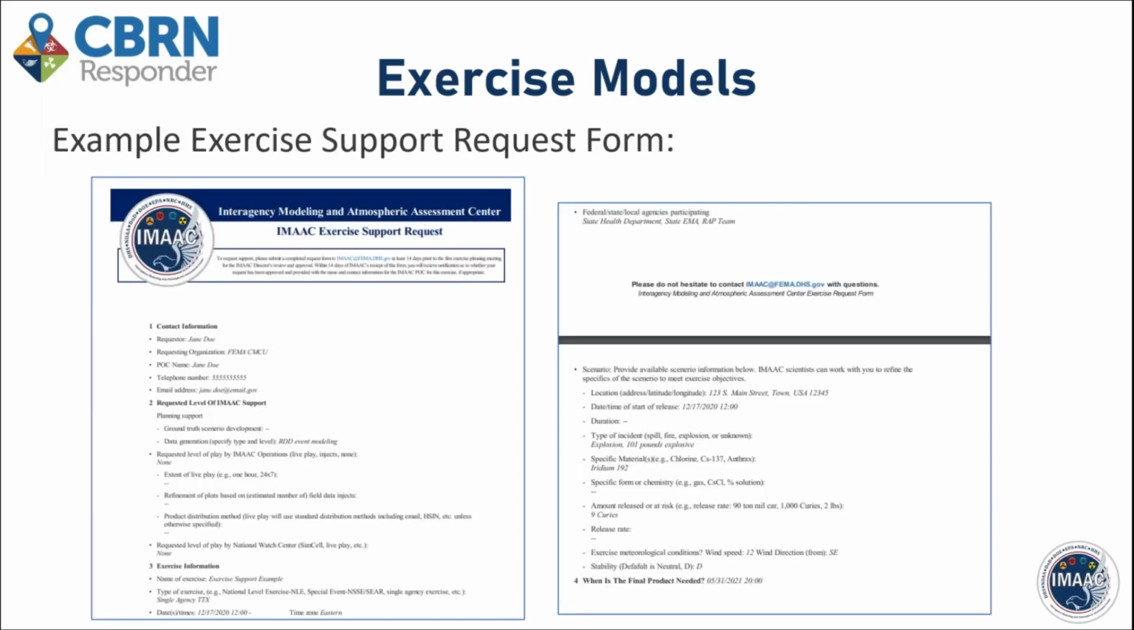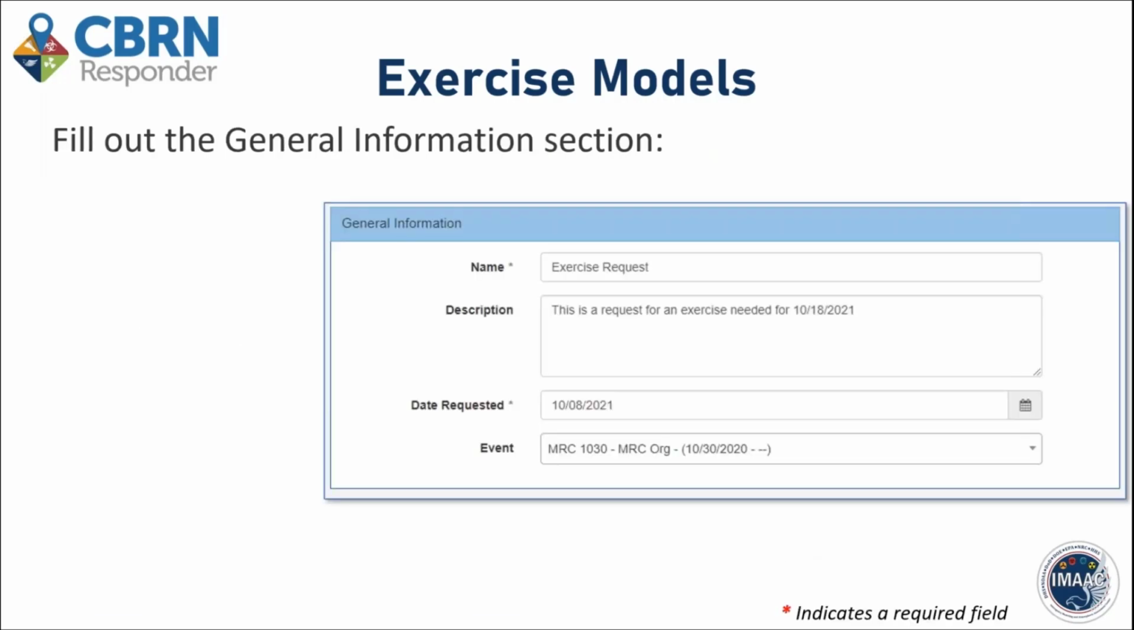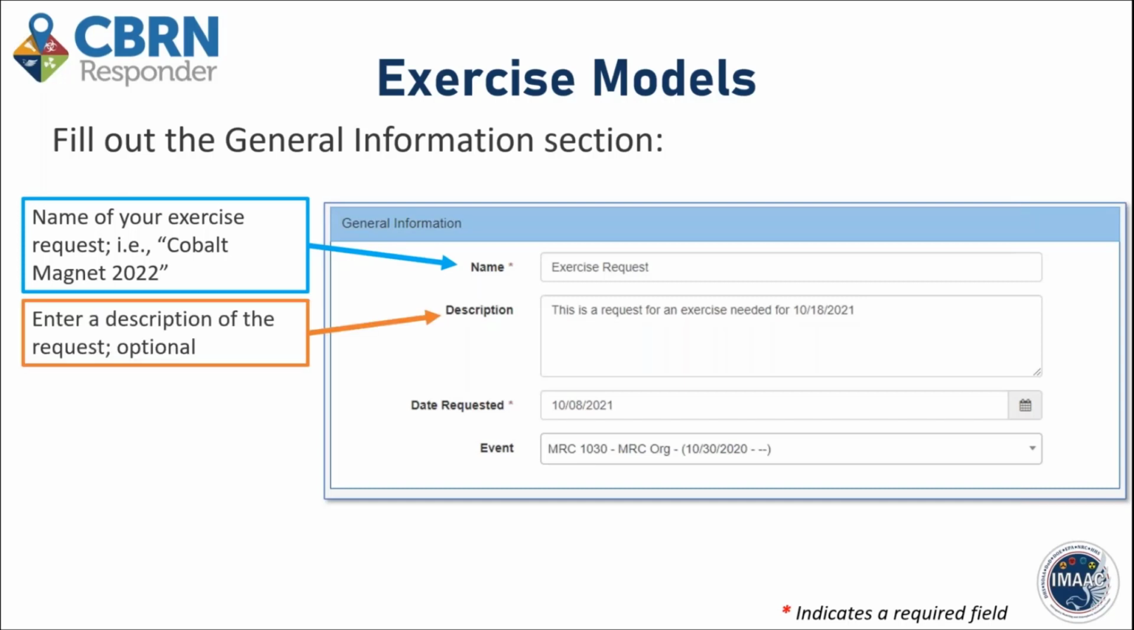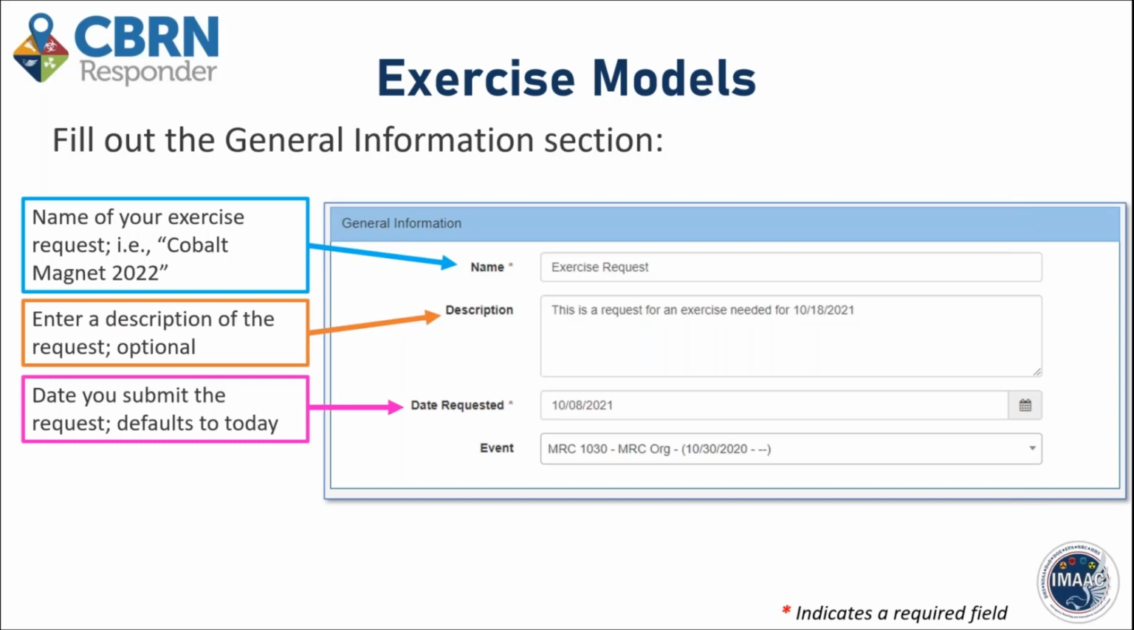And it will open up this example exercise support request form. The first part of the form is going to be the general information section. The name field is going to be the name of your exercise request. So for example, Cobalt Magnet 2022. You can enter a description of the request. This is an optional field, so you do not need to fill it out, but if you want to include any additional information for IMAAC, you can put that here. The date requested field is the actual date you create and submit this request. It does default to the current date when you open the form.